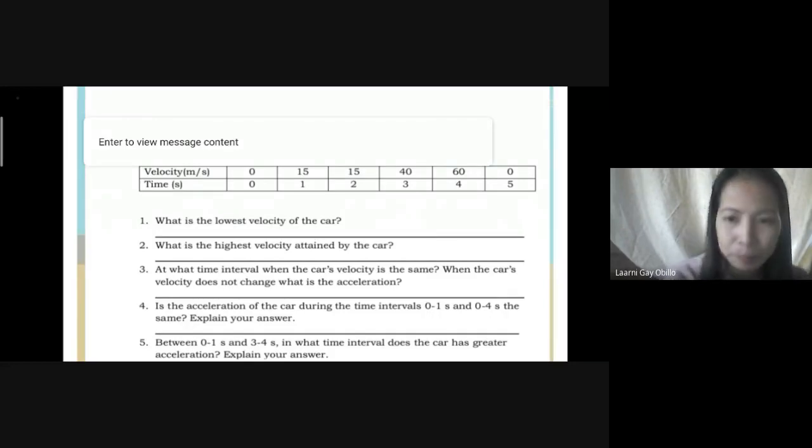Okay, number 3. At what time interval is the car's velocity the same? When the car's velocity does not change, what is the acceleration? Okay, ano yung time interval na magkapareho yung velocity niya? Tingnan niyo yung velocity na magkapareho. Anong time yon? Okay, 1 second and 2 seconds. Pareho silang may velocity na 15 meters per second. Okay, tama ang sagot ni Mario.